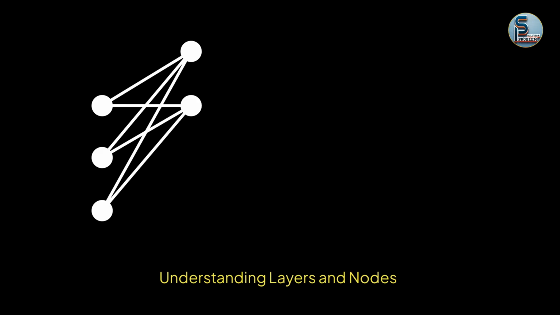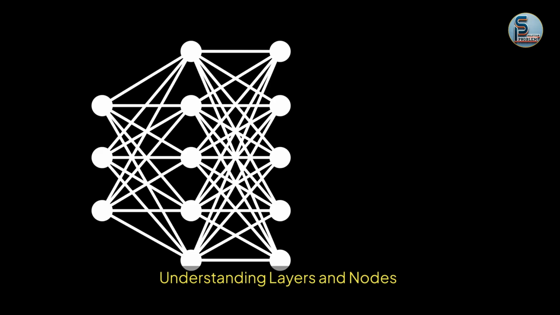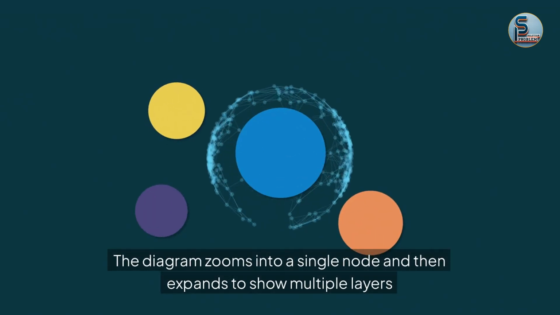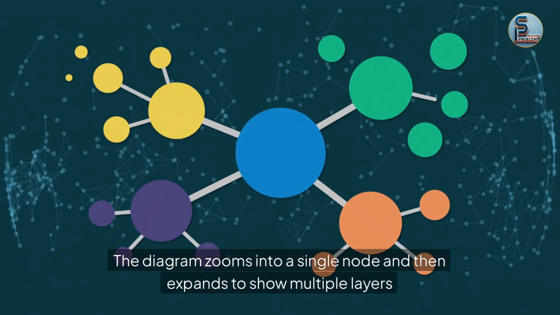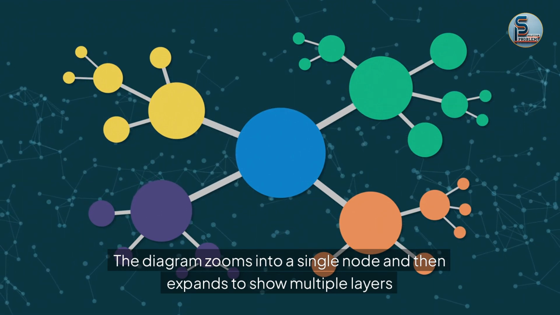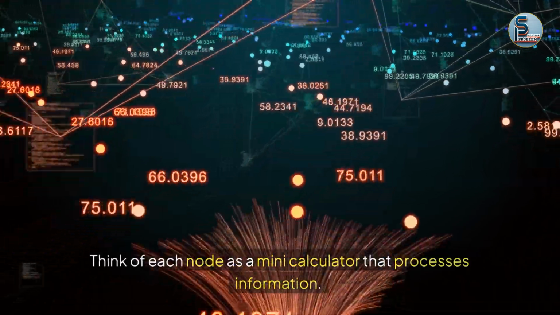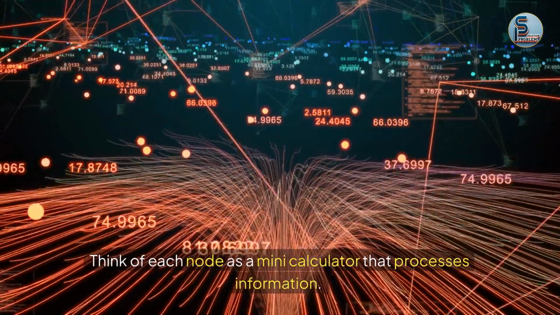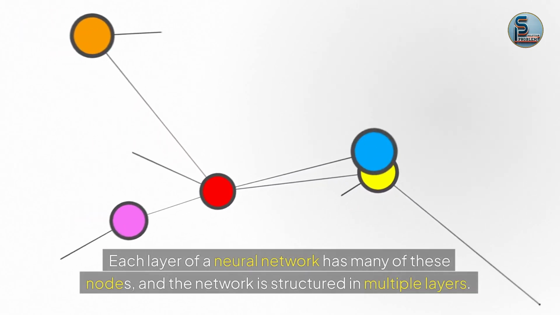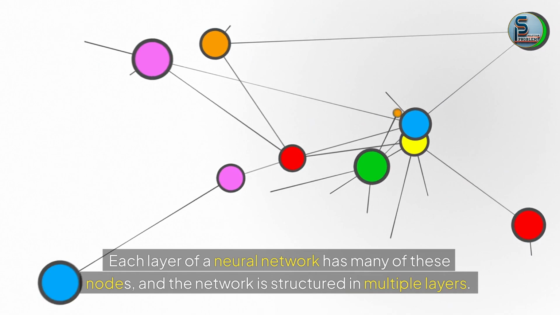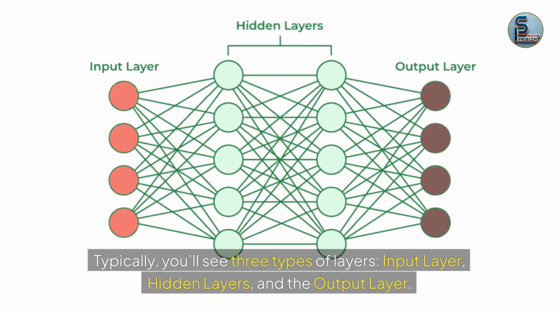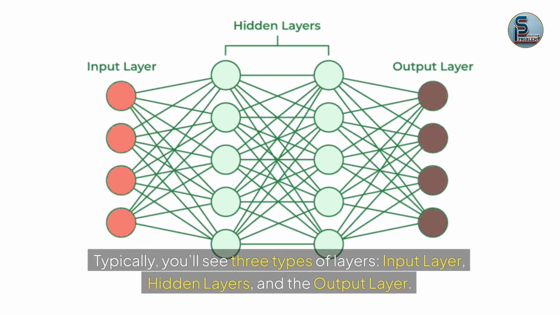Understanding layers and nodes. The diagram zooms into a single node and then expands to show multiple layers. Think of each node as a mini calculator that processes information. Each layer of a neural network has many of these nodes, and the network is structured in multiple layers. Typically, you'll see three types of layers: input layer, hidden layers, and the output layer.